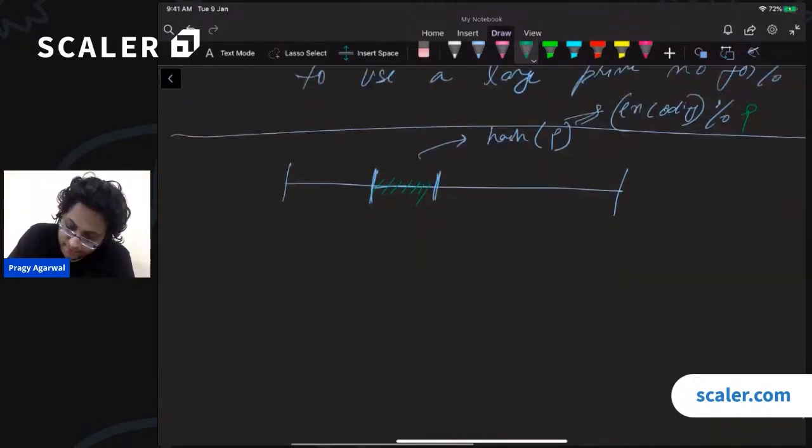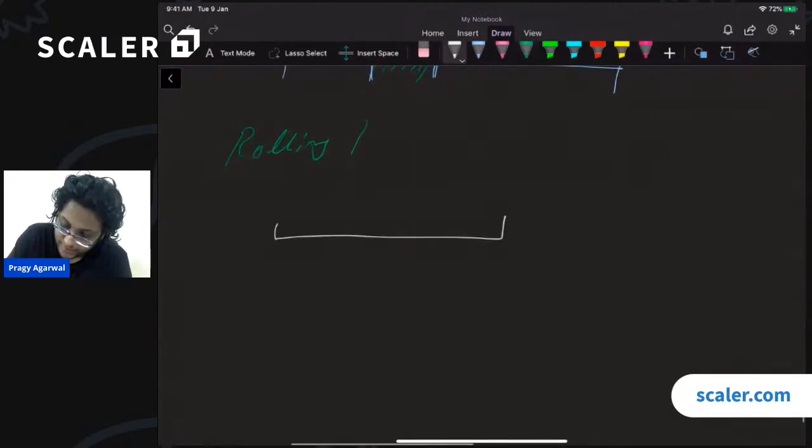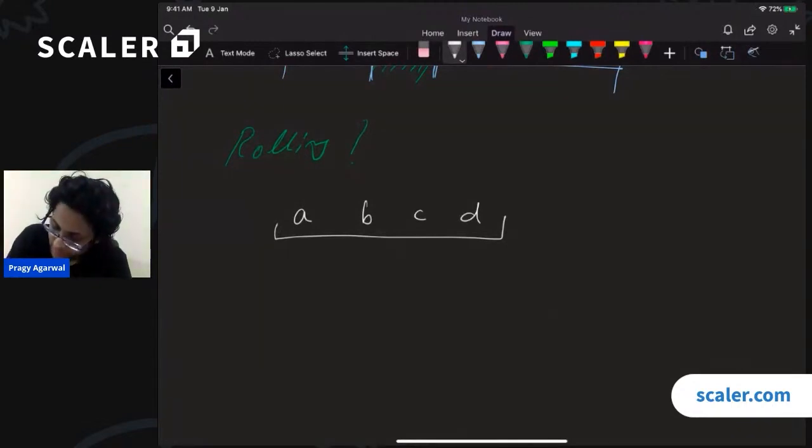Now, is this particular hash function a rolling hash function? Suppose that you have the hash value of this. Say you have A, B, C, D, and let us say that the character set is 256, so this is 256 to the power 0.